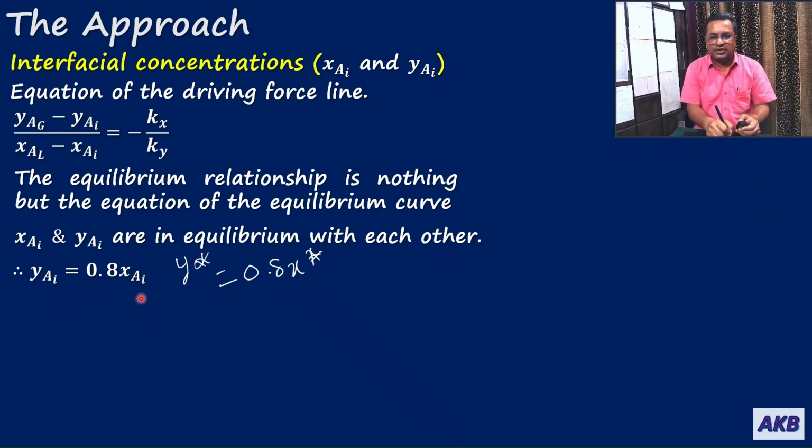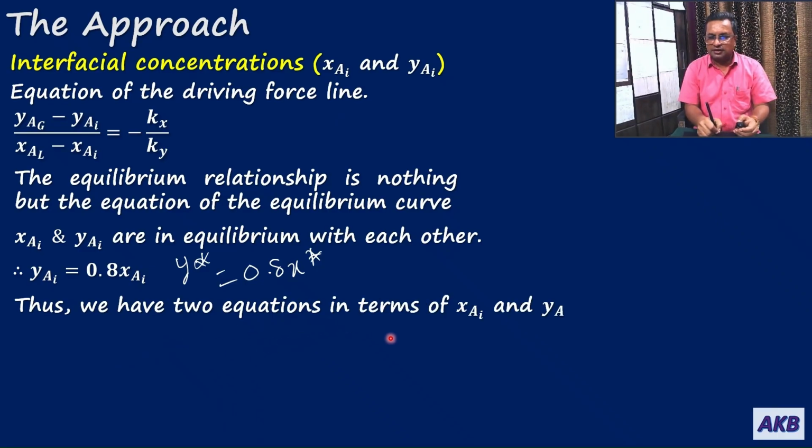So now we have two equations, because YAG, XAL, KX, KY are known to you. So the unknowns are YAI and XAI. You have two equations and two unknowns, so you can solve the two equations simultaneously and get the values of XAI and YAI.